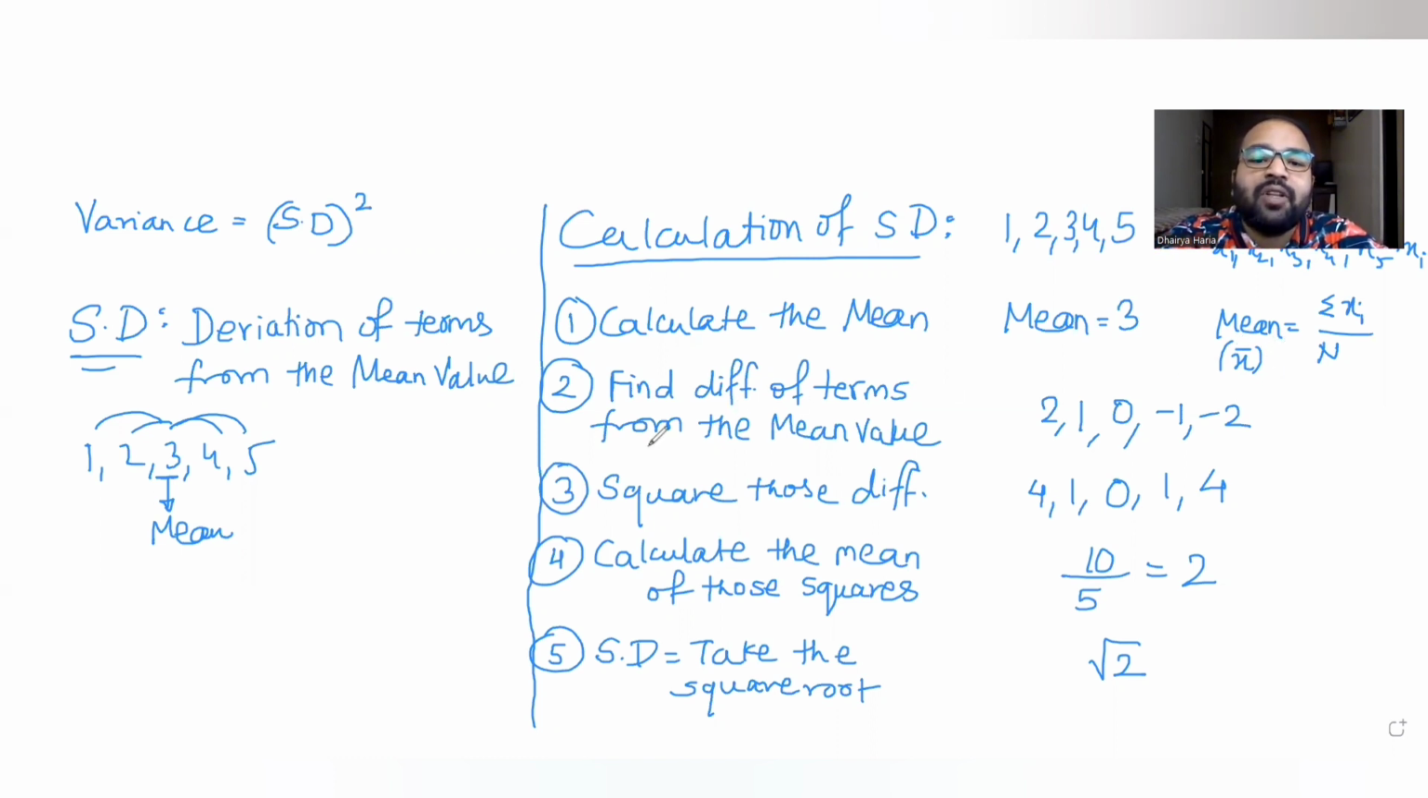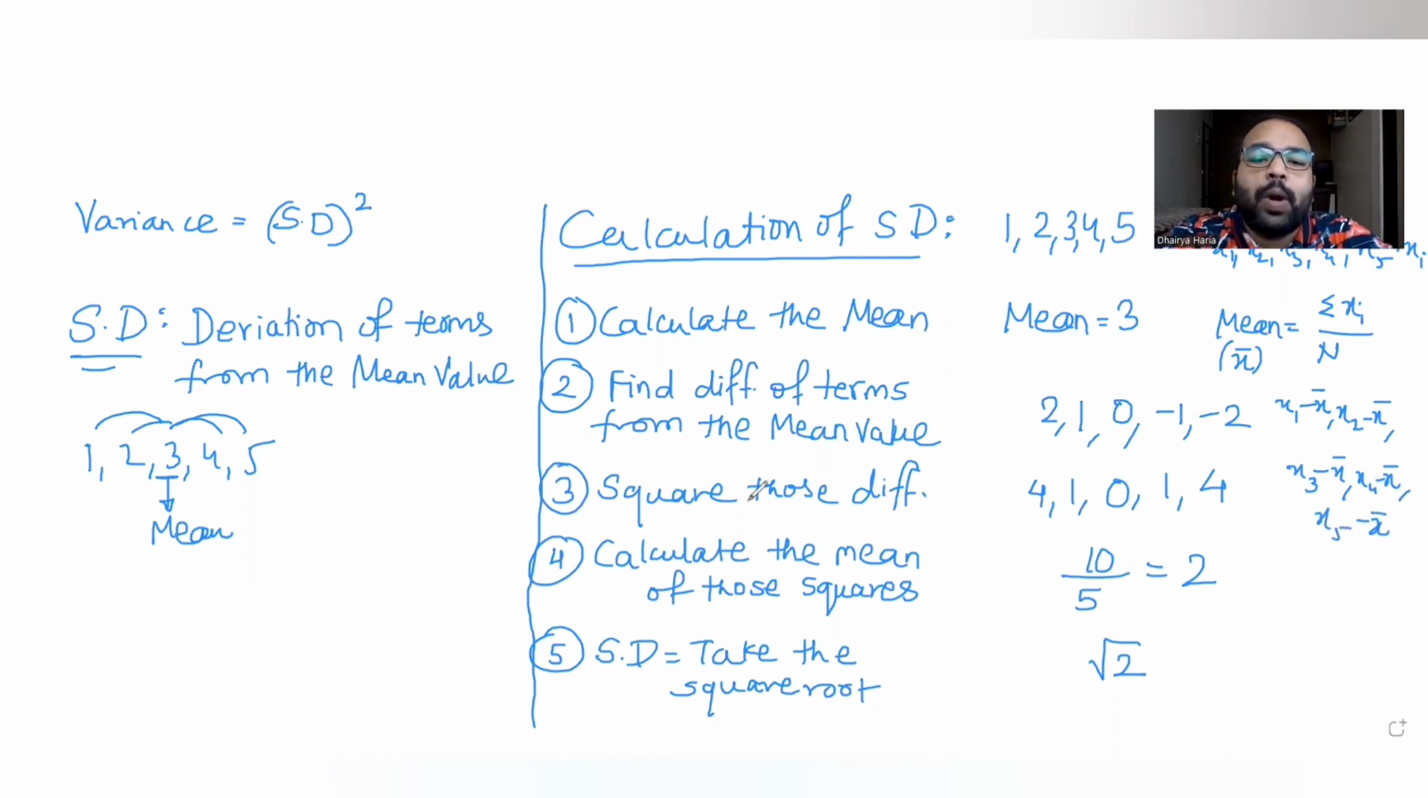Now finding the difference of the terms from the mean value. So if I find the difference of each term from the mean value, I am finding x1 minus x bar, x2 minus x bar, x3 minus x bar, x4 minus x bar, x5 minus x bar, right? So I am finding the difference of all of these terms.